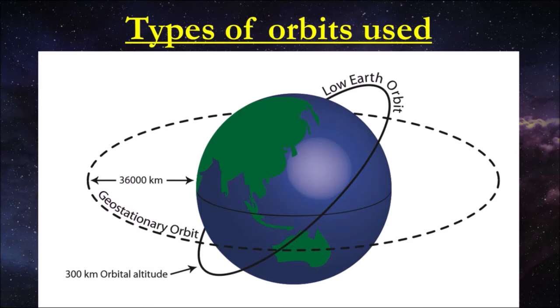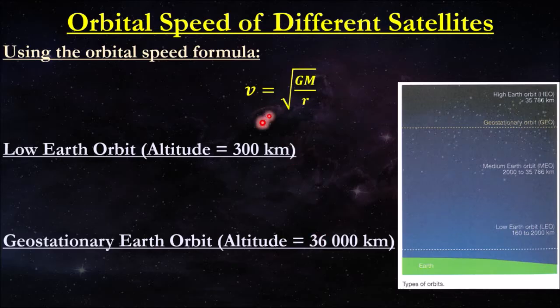So two common types that we can look at is a low Earth orbit that orbits at about 300 kilometers above the surface of the Earth. And we can also look at a geostationary orbit, which is about 36,000 kilometers above Earth. So based on their distance away from the surface of the Earth, there'll be two things that we can actually look into. And we can actually express that by using this formula here.